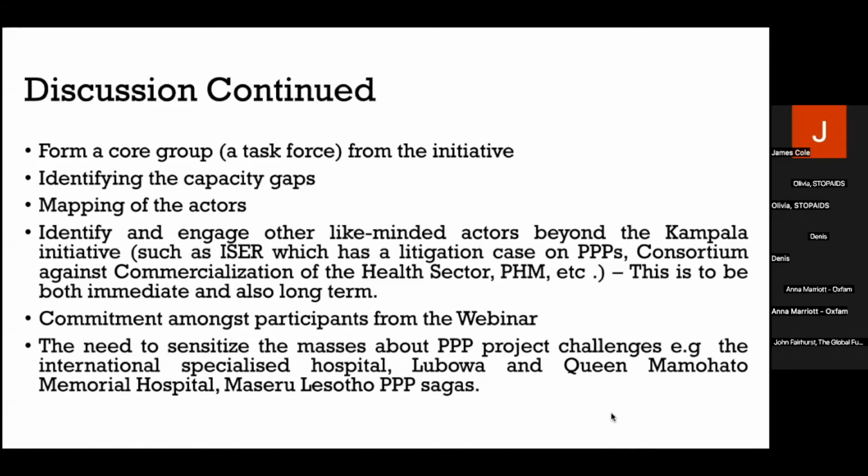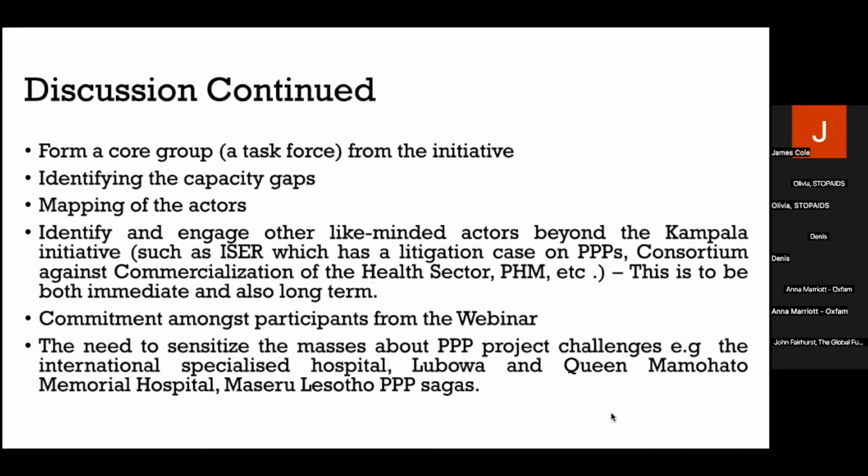Then again, we need to have commitment amongst the participating people from this webinar, to commit through the launch of this. We hope that the launch of these principles should have many other people committing to keeping a keen eye on the emergence of funding for the private sector to engage with the public sector.